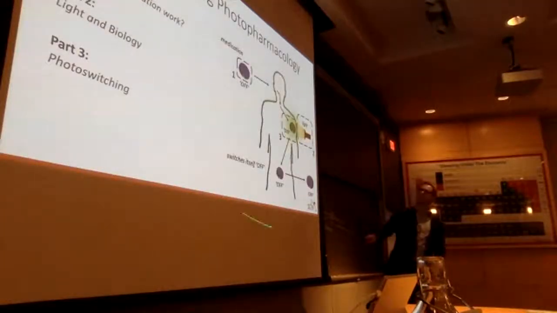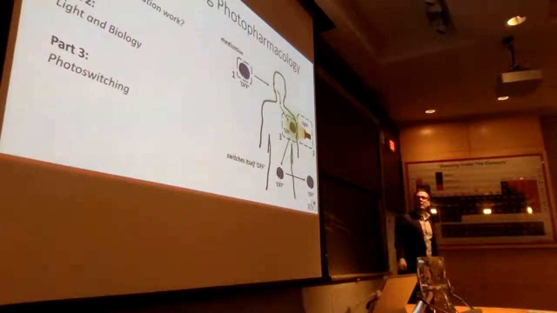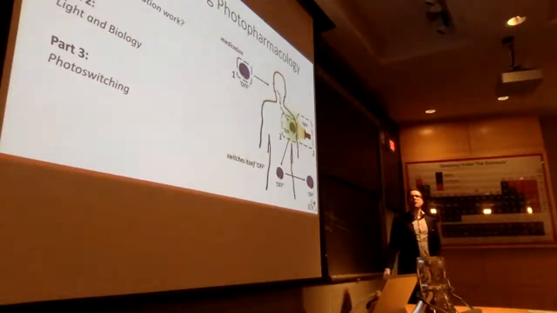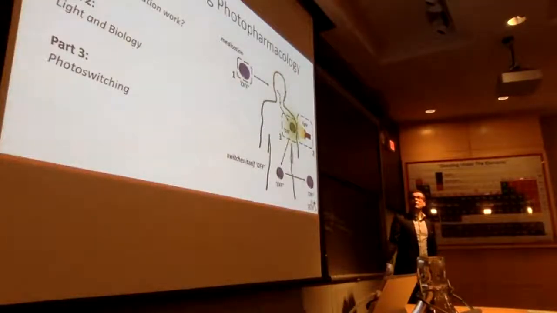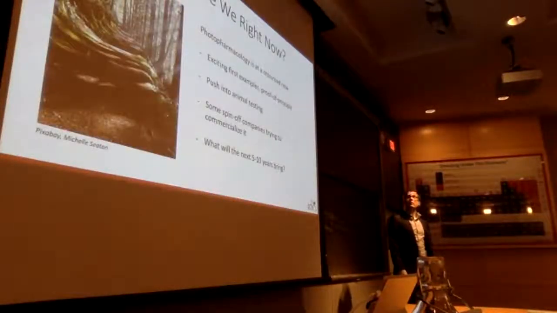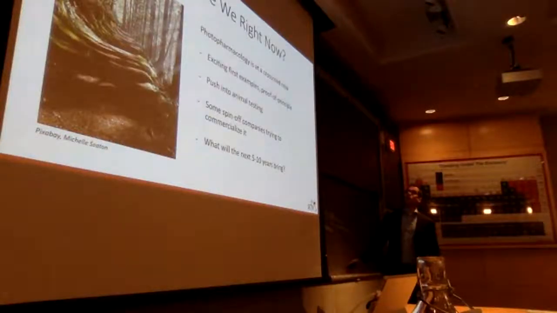And to quickly go over it again, we learned that geometry is important, that we can use light to change the geometry of the drug so it can interact with enzymes and receptors. And we can use photoswitches to mimic natural processes in our eyes, and we can use that for photopharmacology. And so where are we right now? Where are we going to?